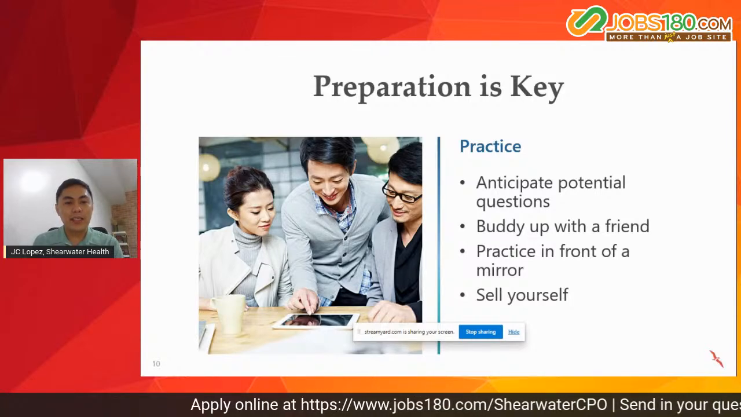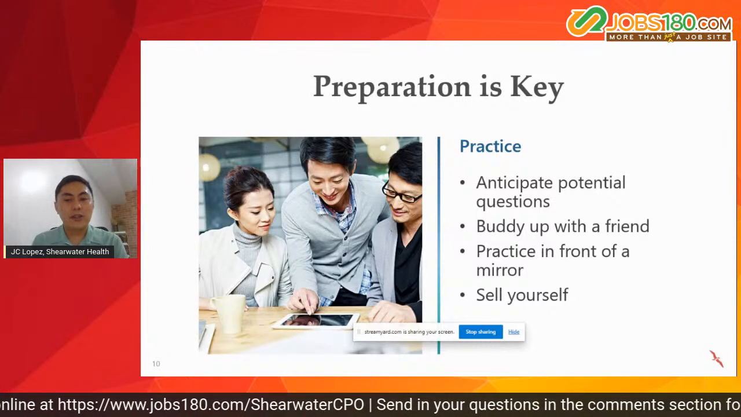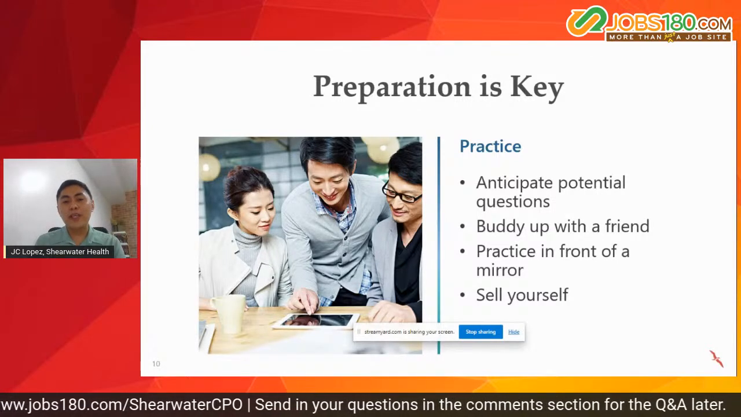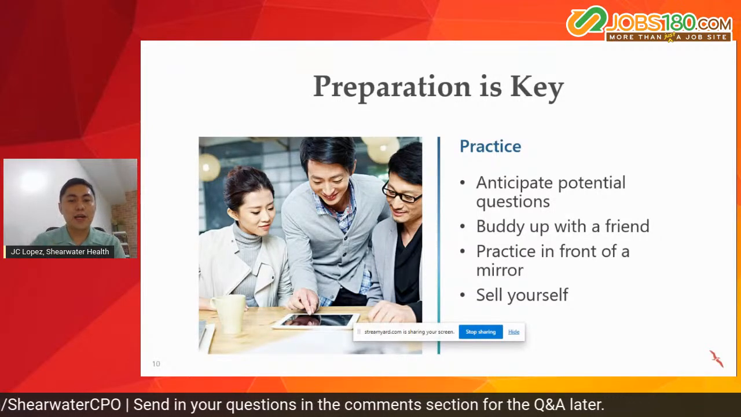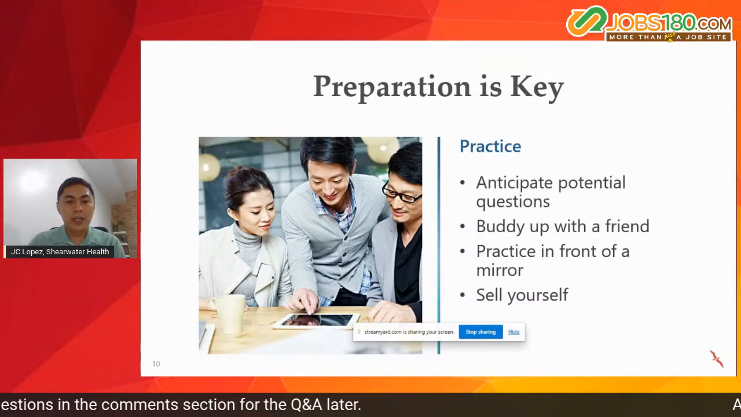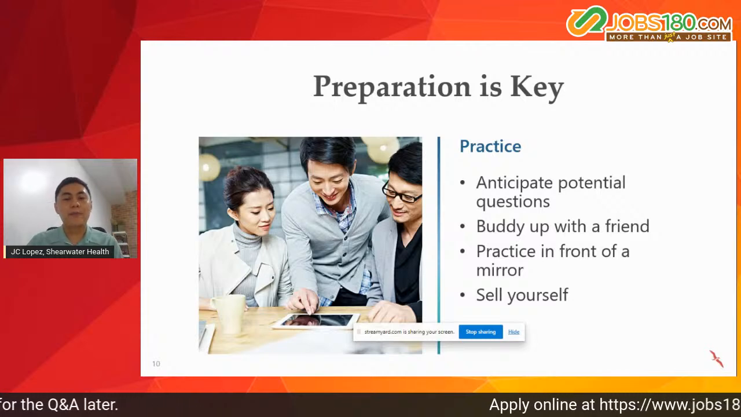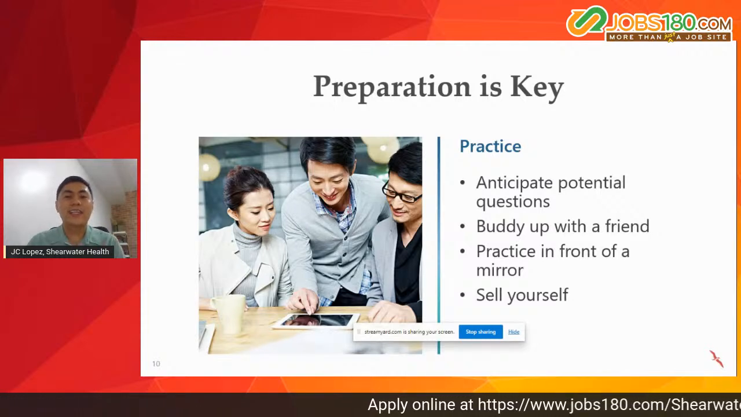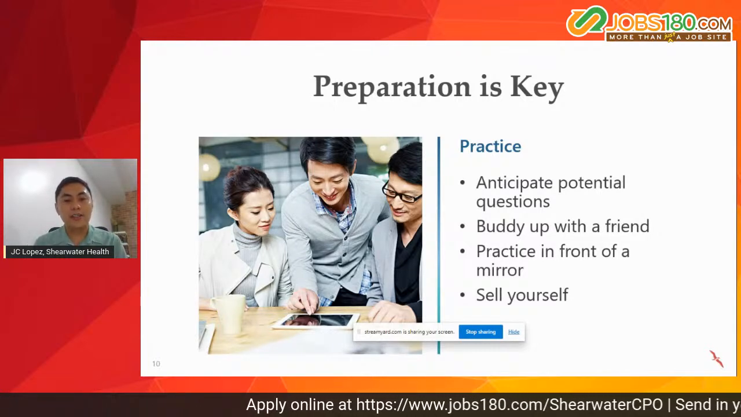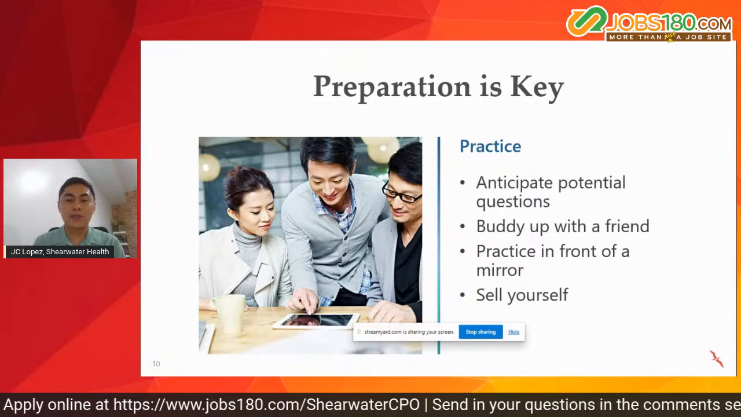Right? Have somebody you trust critique you, or practice in front of a mirror, and that way you would find out how you would potentially look during the interview, how you would be able to deliver your answer during the interview, and check what is your best angle, etc. Because again, you are selling yourself, right? You are going to make the best packaging possible during the interview.